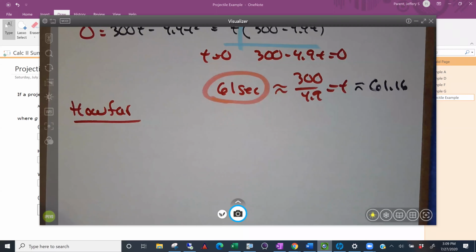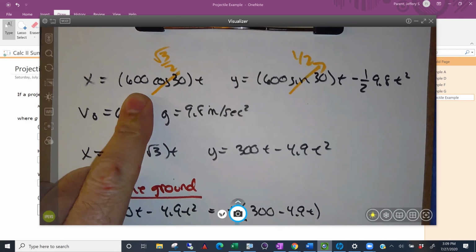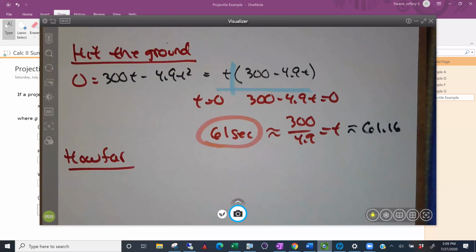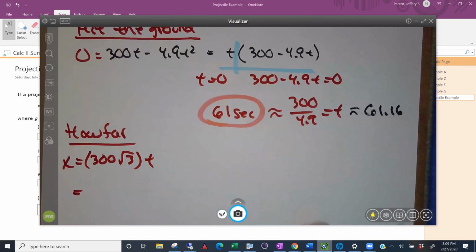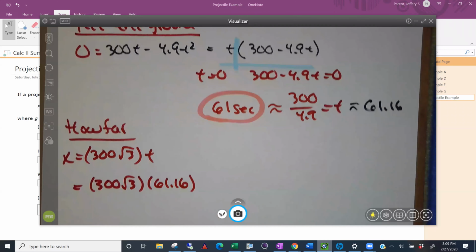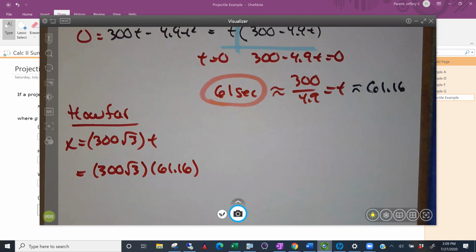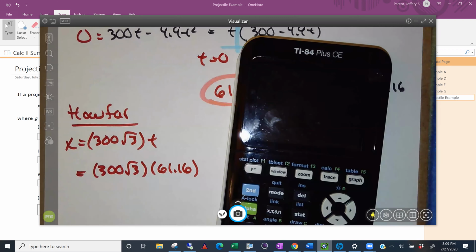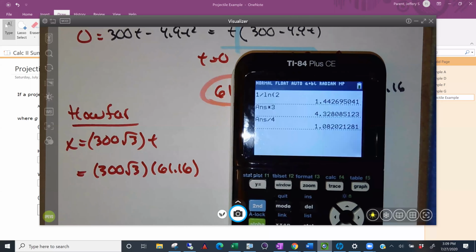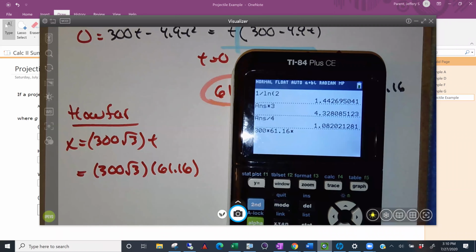Well, how far it travels is going to be given by the x coordinate. So let's figure out what that is. I've got x equals 300 times the square root of 3 times t. But we're going to take this value of t and plug it in here. So 300 square root of 3 times 61.16. And that's a calculator problem. I'm not going to even pretend to do that one in my head. So 300 times 61.16 times the square root of 3.